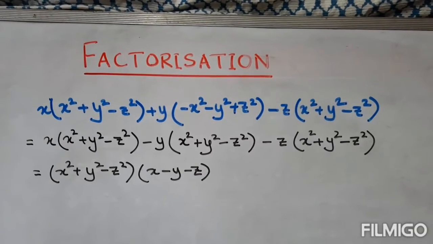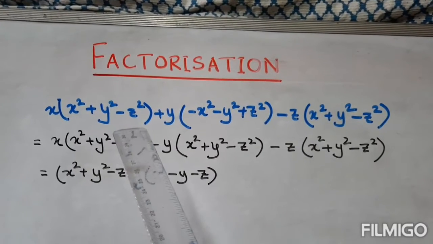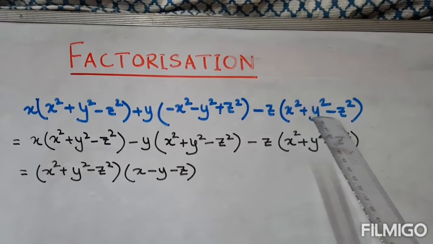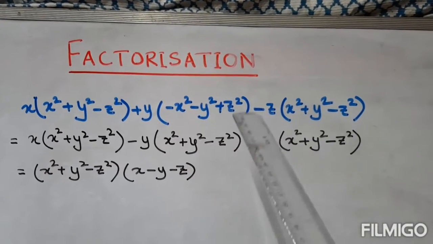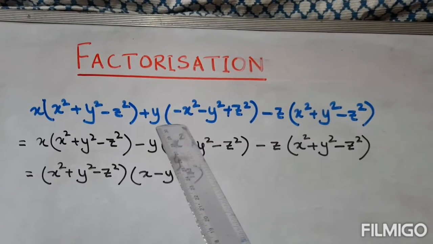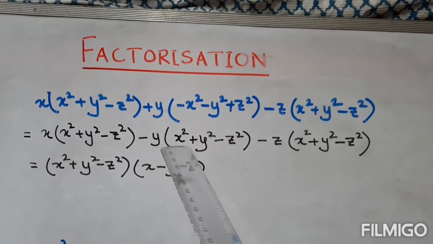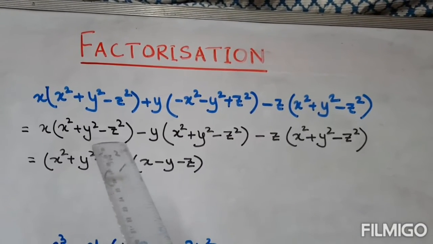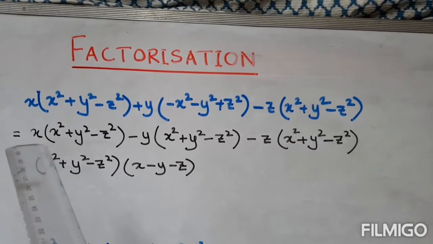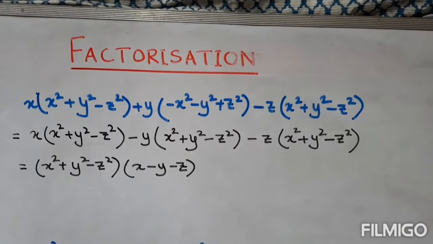In this sum, we can see that x square plus y square minus z square is similar to this x square plus y square minus z square. But in the middle we have the same terms with different sign. If we take minus common, then we get the same factor in all the three terms. So we take it common and we get x minus y minus z.